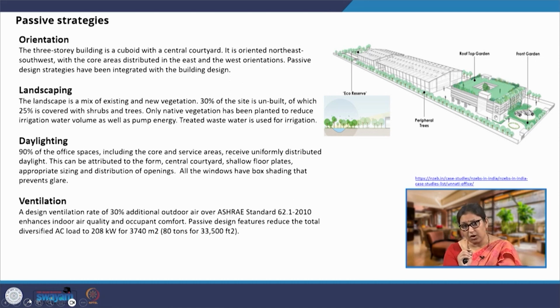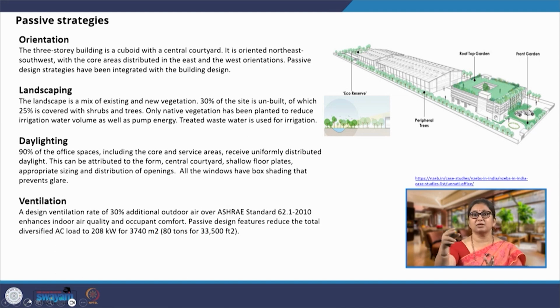The third passive design strategy that they ensured is having daylighting in all the habitable areas. 90% of the office spaces, including core and service areas, are daylit in this building. So, they have shallow floor plates, and how have they been able to achieve that? They have introduced a courtyard. Usually what happens is that when we do not have a courtyard, the floor plate becomes very wide and it is impossible to light up the center, the middle part of the floor plate.